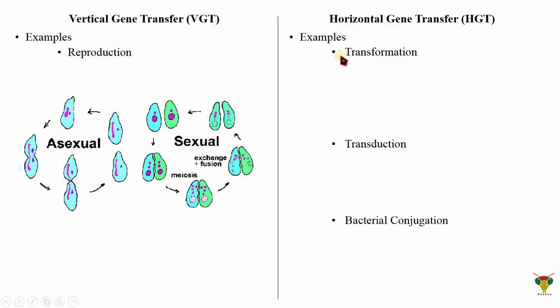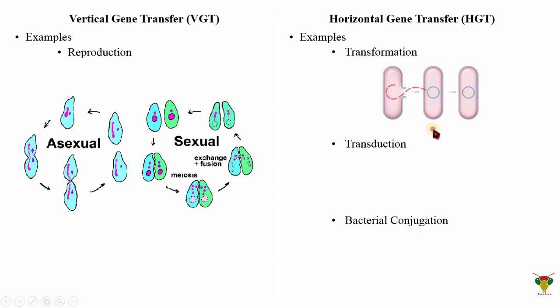And in horizontal gene transfer, we have three examples: transformation, transduction, and bacterial conjugation. What occurs in transformation? In transformation, one cell gives genetic information to another cell, and we can define transformation as the transfer of genetic material from one cell to another that can alter the genetic makeup of the recipient cell. So this is known as transformation.